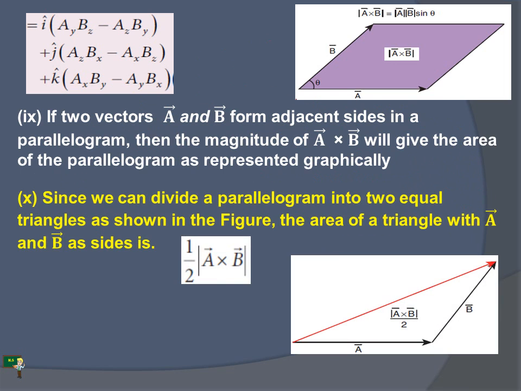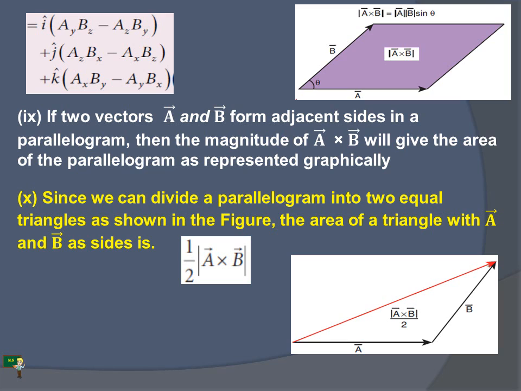The ninth one, if two vectors A and B form adjacent sides of a parallelogram, then the magnitude of A vector cross B vector will be the area of the parallelogram as represented graphically. See, this is A vector and this is B vector, which are separated by an angle theta, and we know the modulus of A vector cross B vector is equal to the modulus of A vector and the modulus of B vector into sin theta.